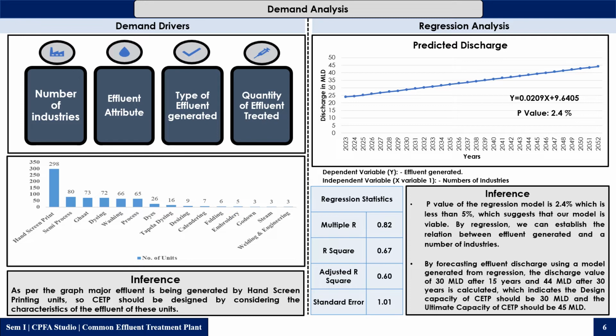In regression analysis, we have kept the dependent variable as effluent generated and the independent variable as number of industries. By performing the regression analysis, we find out that after 15 years there is effluent generation of 30 MLD, and after 30 years effluent generation is 44 MLD. So we can design our common effluent treatment plant for 45 MLD of ultimate capacity and 30 MLD as a design capacity. In regression analysis, we get a p-value of 2.4%, which is less than 5%, which suggests that our regression model is viable.